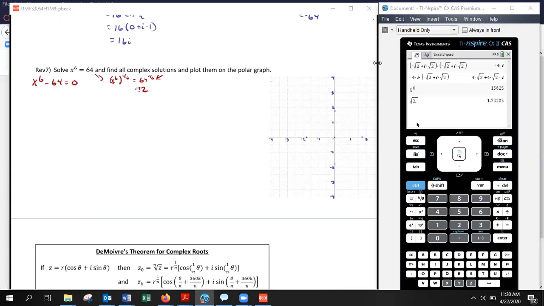The fundamental theorem of algebra says that if we have a power of 6, then we are going to end up with 6 solutions. Now, this plus or minus 2 only gives us 2 out of the 6 solutions. The big question is, where are the other 4? So to find the other 4, I am going to do some special factoring.